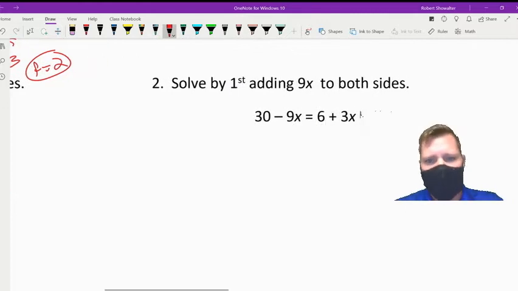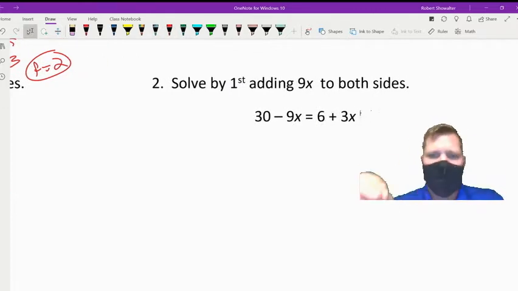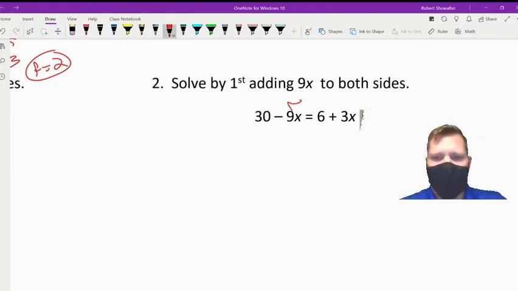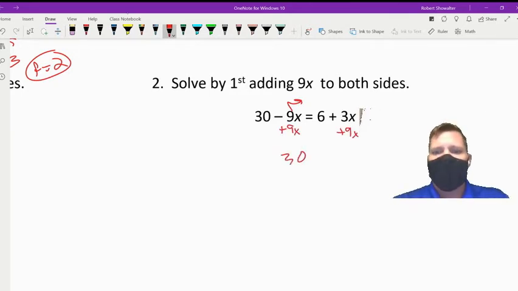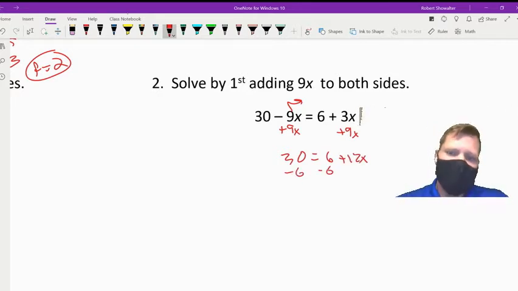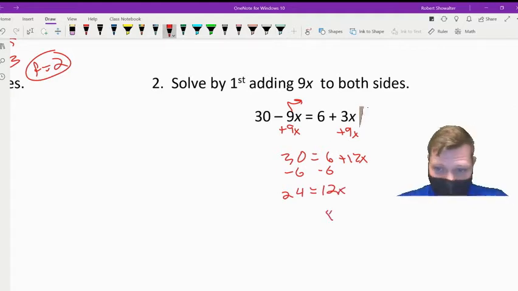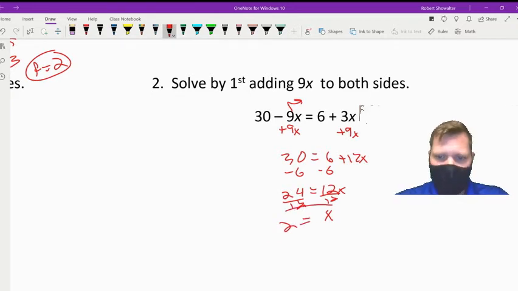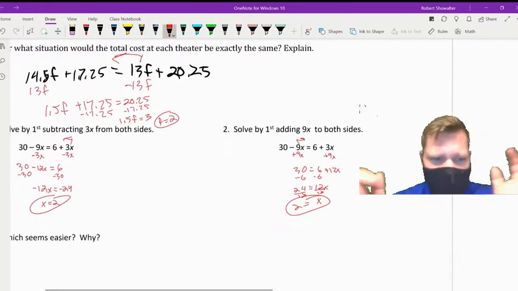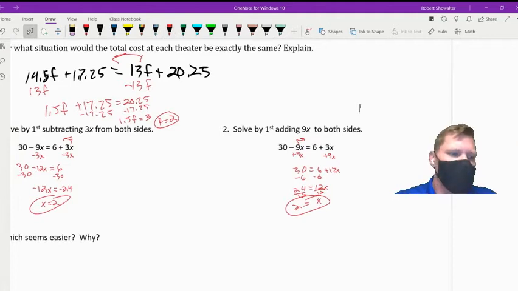What I want to show you now is that you could get the same result by doing it the other way. So if I move this to the right by adding 9x, right, 30 equals 6 plus 12 minus 6, and we get 24 equals 12x. Divide by 12 on both sides, and we get 2 equals x. Check it out. We get the same thing on both sides. It's awesome.